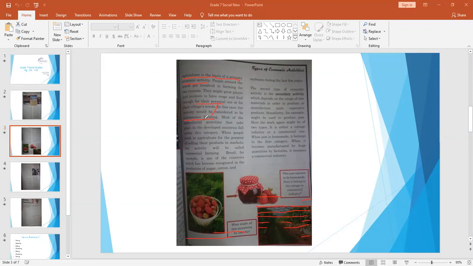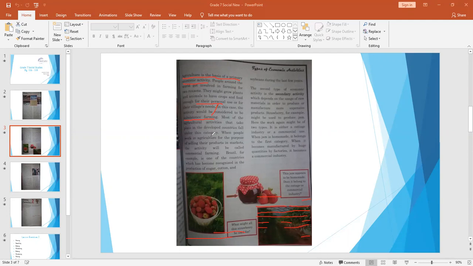Most of the agricultural activities that take place in the developing countries fall under this category. Now, when we talk about developing countries, we're talking about countries that are not first world countries yet. The people are poorer, there's fewer jobs, okay? So people in such a country need to rely on subsistence farming. They farm for their personal use.